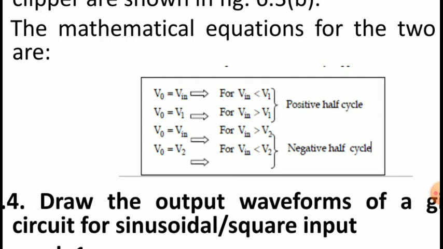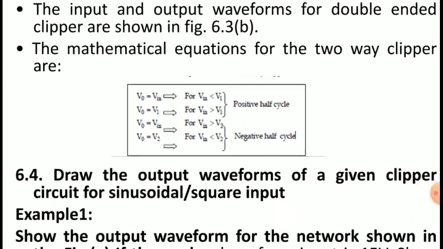And during the negative half cycle, we consider V input less than minus V2. And if you apply minus on both sides, what happens? V input greater than V2. Then V output is equal to V input.